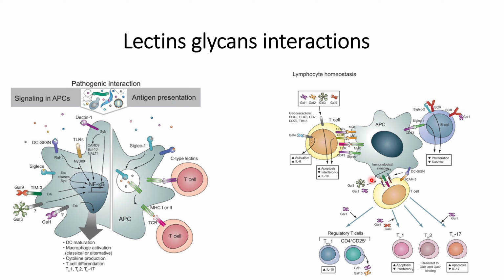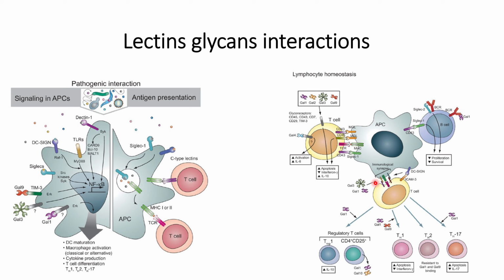Now we will understand how the immune response maintains its own balance. That is, when no pathogens are available, how can the immune response suppress itself? There are several galectins that play that role, such as galectin 1 and galectin 3.